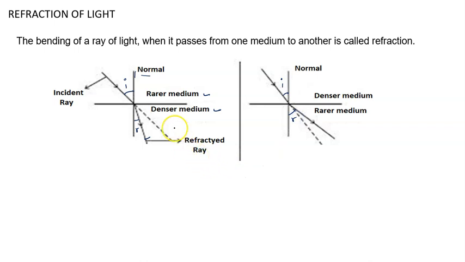So you should know very well, if the light is traveling from rare to denser medium, angle I is greater than angle R. The reason is that whenever light goes from rare to dense medium, it will bend towards the normal. Similarly, when the light is traveling from denser to rare medium, then angle R is greater than angle I. The ray will bend away from the normal when it travels from the denser to rare medium.